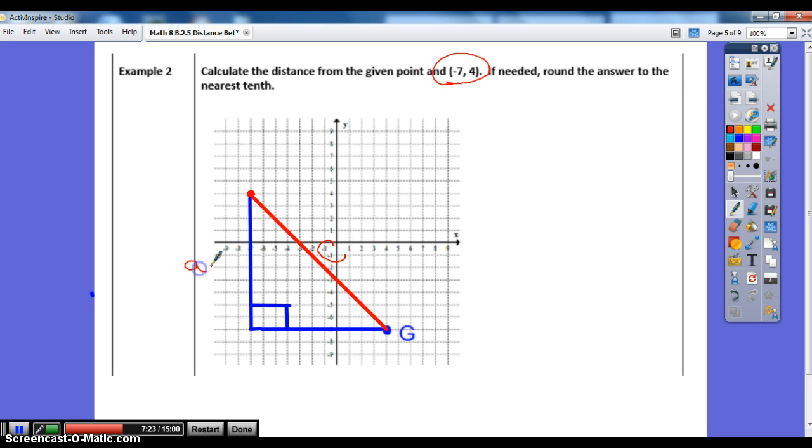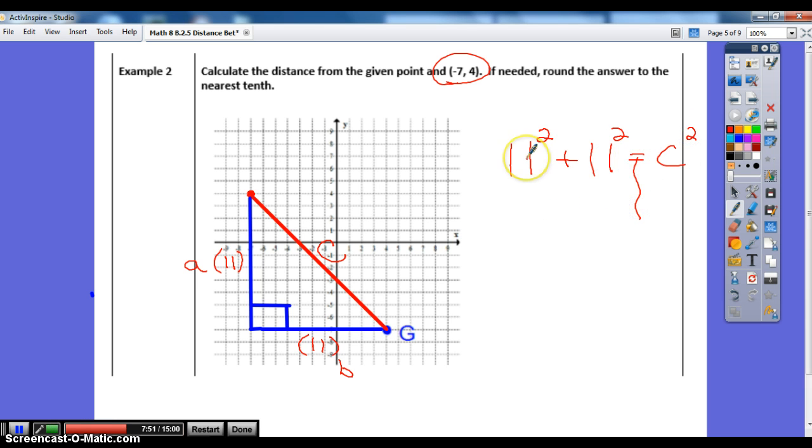If this is A, how long is A? 11. Everybody agree? So this is 11 units. How long is B? That also is 11 units. So what squared? What's my equation? What do I write? 11 squared plus 11 squared equals, good.